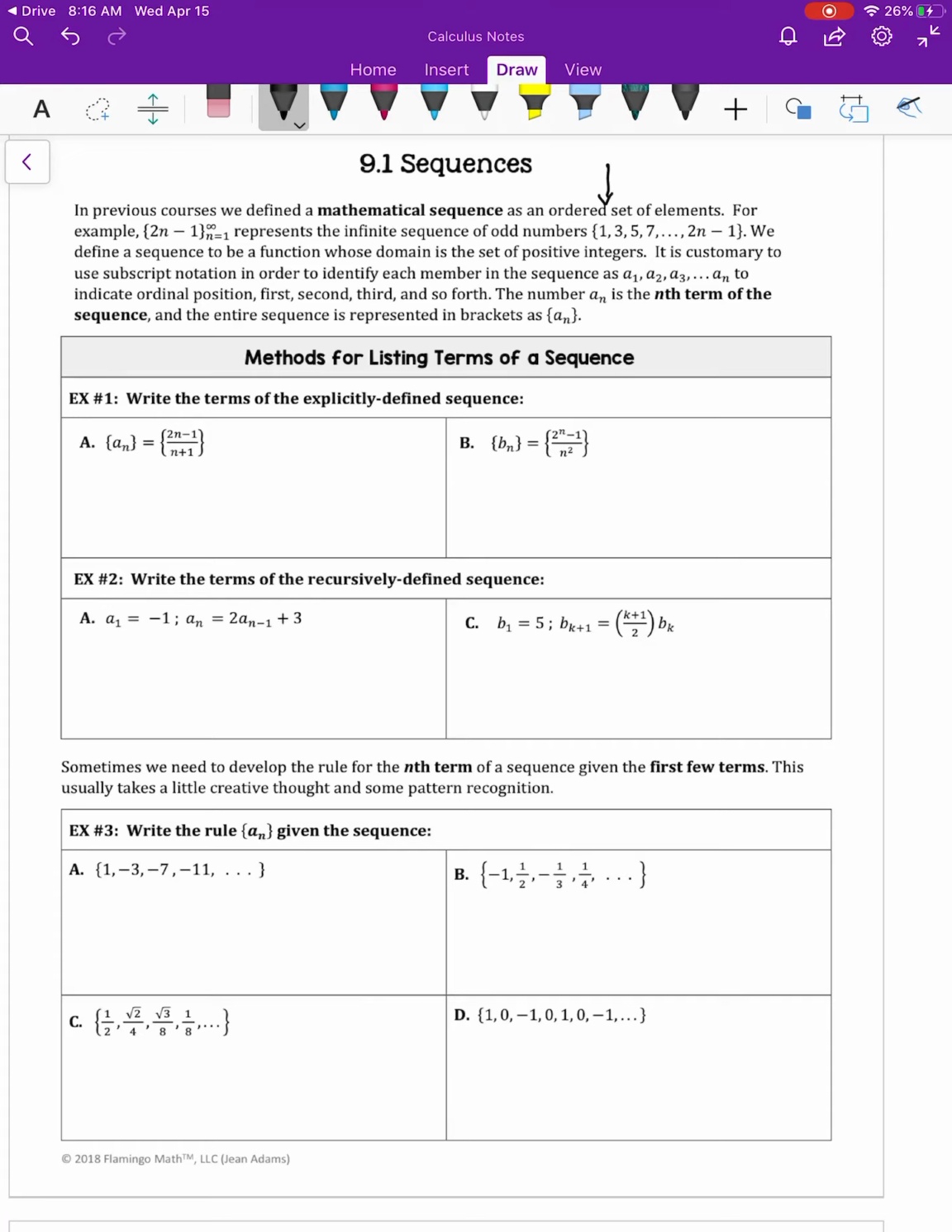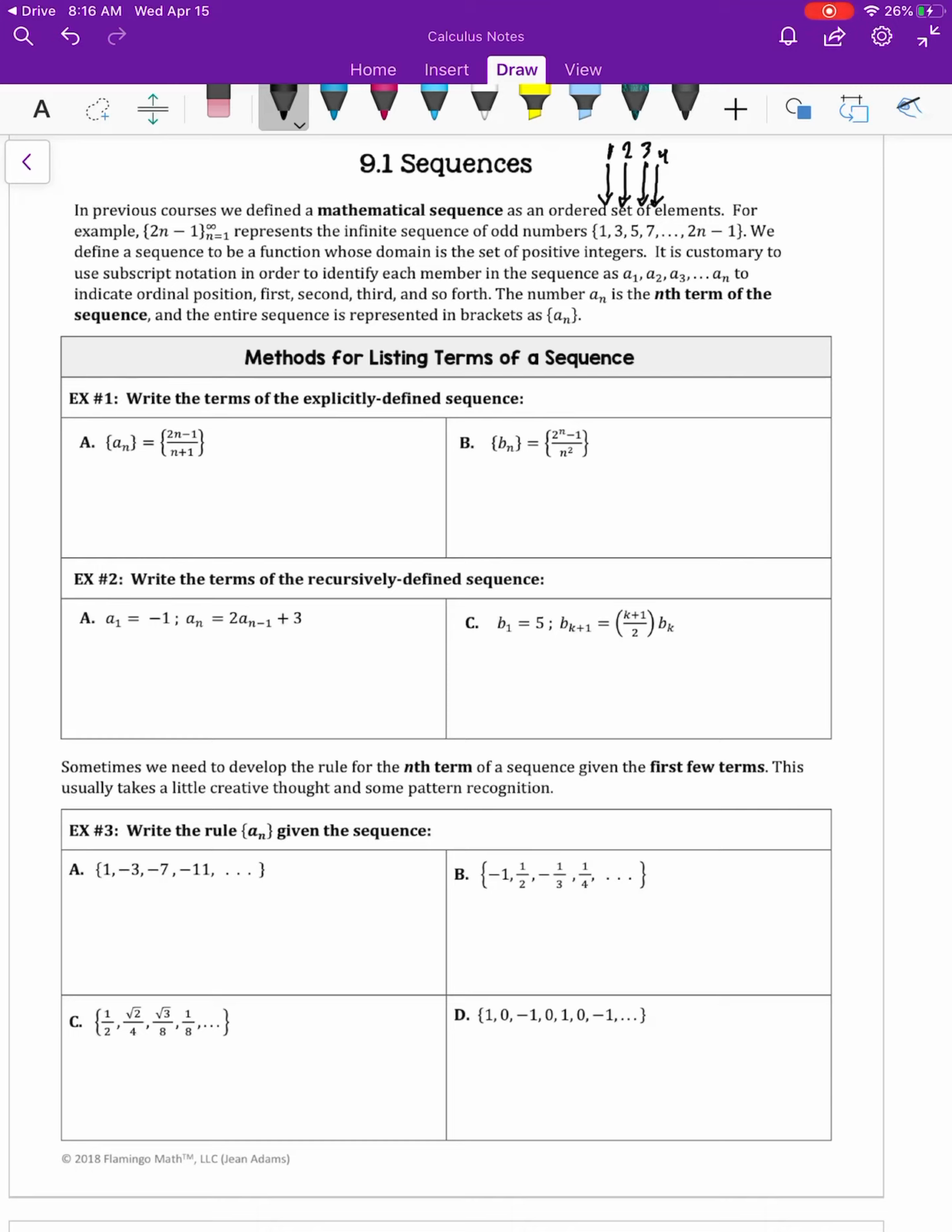And what that means is that if the domain is the set of positive integers, then the first number in this set would be domain of 1, and then the number would be 1. So this would be domain number 2, the number would be 3. Domain number 3, term 3 is 5. Term 4 is 7. So these are like ordered pairs: 1, 1; 2, 3; 3, 5; 4, 7. So that's why it's saying your domain is the set of positive integers.